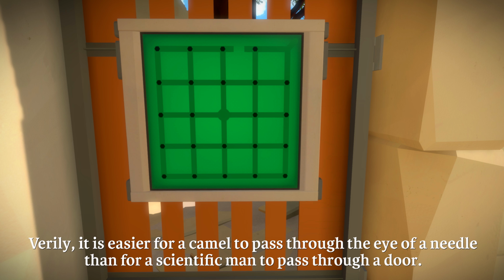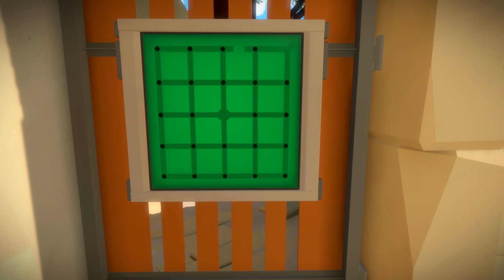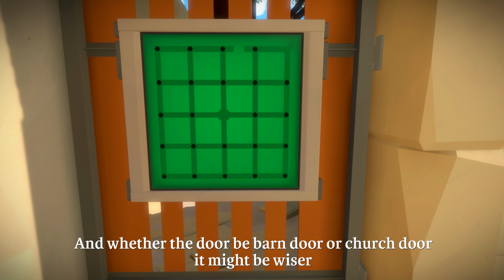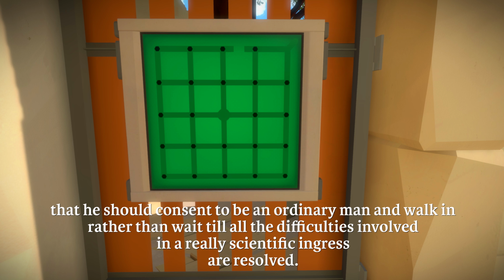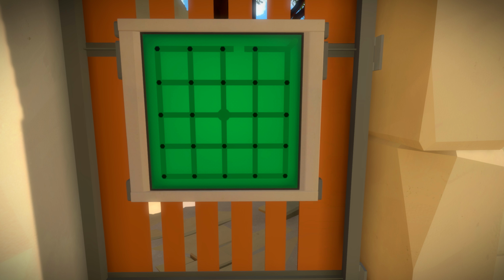Verily, it is easier for a camel to pass through the eye of a needle than for a scientific man to pass through a door. And whether the door be barn door or church door, it might be wiser that he should consent to be an ordinary man and walk in, rather than wait till all the difficulties involved in a really scientific ingress are resolved. Arthur Eddington, 1927.